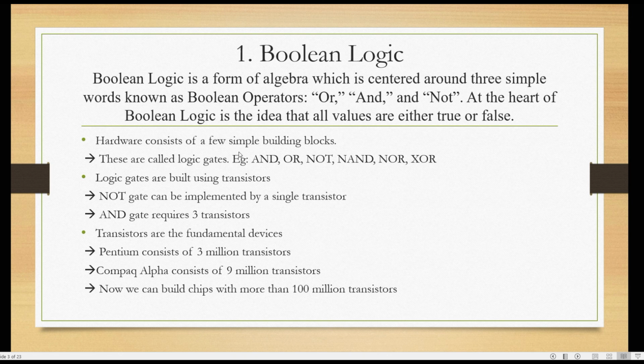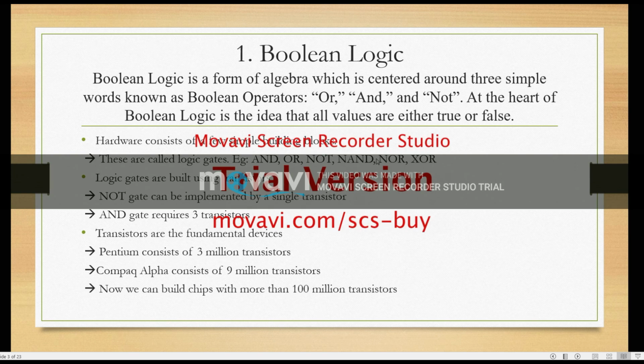Hardware consists of a few simple building blocks. These are called logic gates. Logic gates are the building blocks of the hardware. Examples: NOT, NAND, AND, OR, XOR. These are all the logic gates we have.